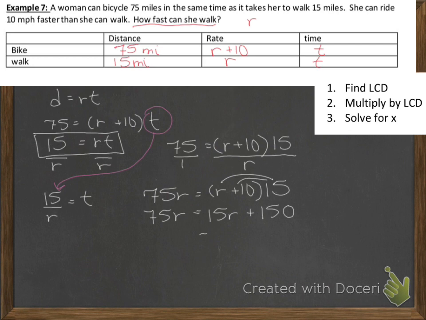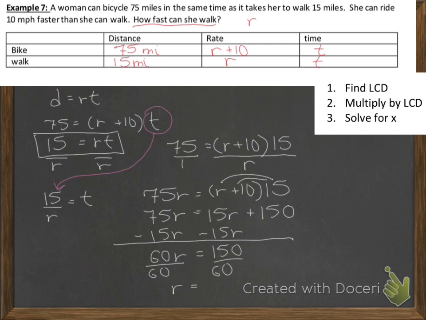Then once again we're going to solve for r. Oops, sorry about that. 15r. So this becomes 60r is equal to 150. So we're going to divide both sides by 60. And we find that her walking speed is 2.5 miles an hour.